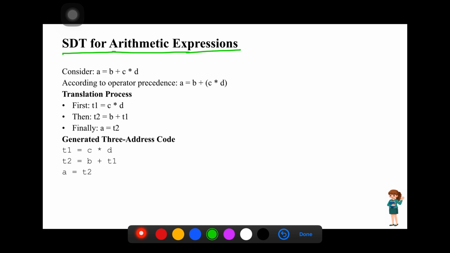SDT for arithmetic expressions. Let's take an example. A equals B plus C into D. According to operator precedence, the multiplication must be performed before addition. Therefore, the compiler first generates T1 equals C into D, then T2 equals B plus T1, finally A equals T2. This is an important example because it shows how a grammar itself helps to determine the order of a translation. The final three address code contains three instructions.